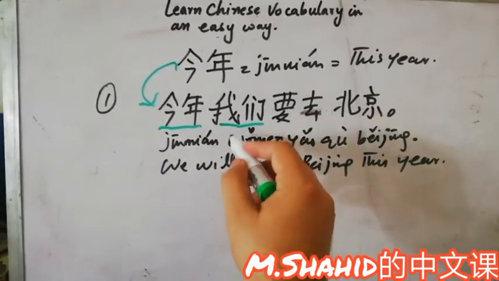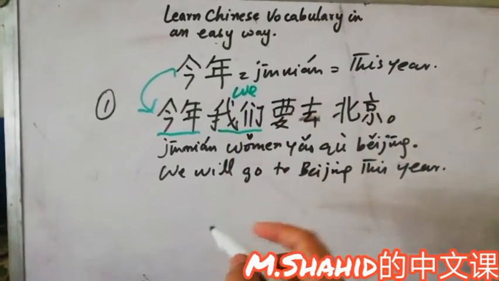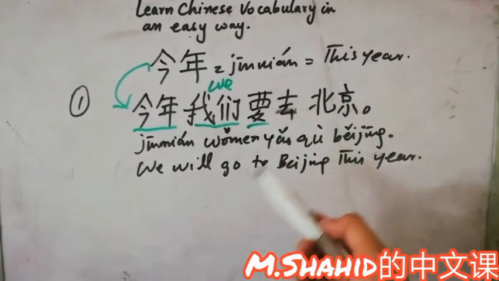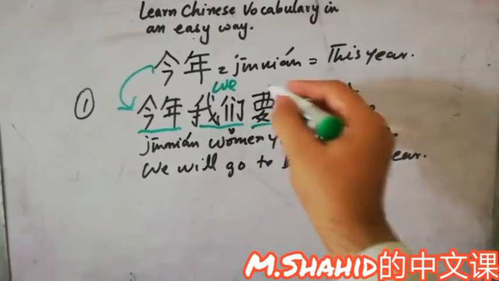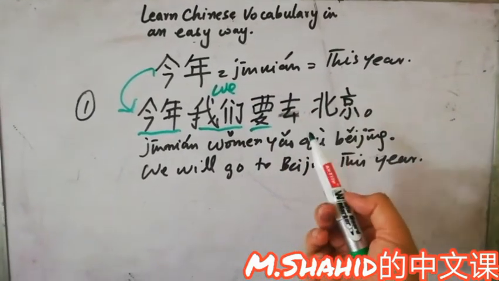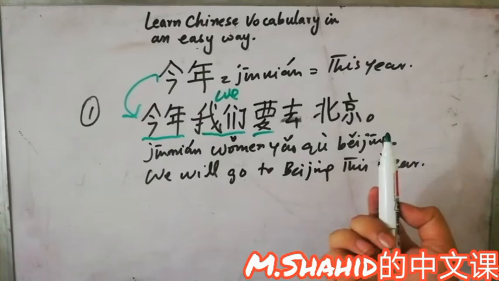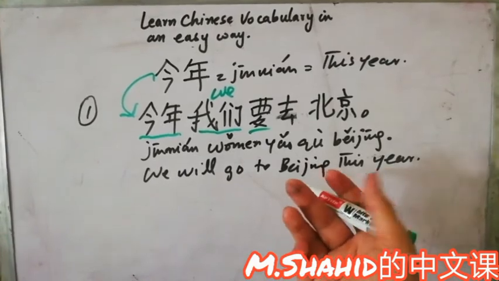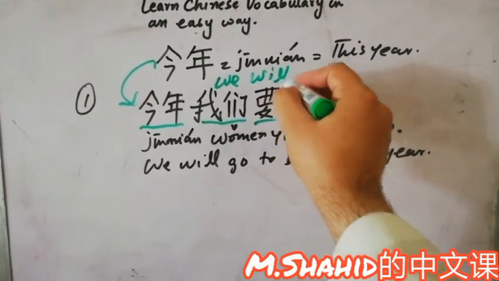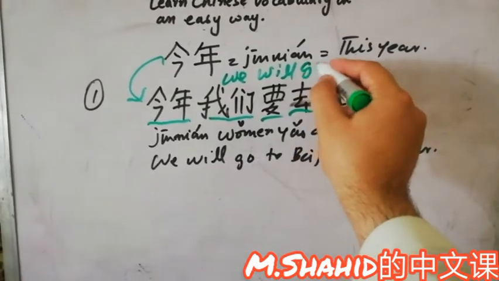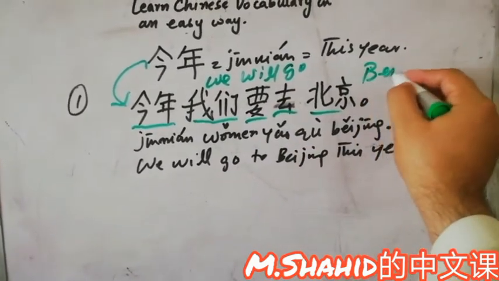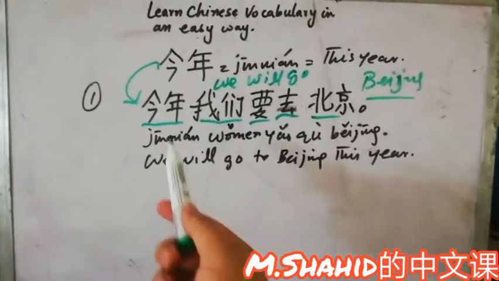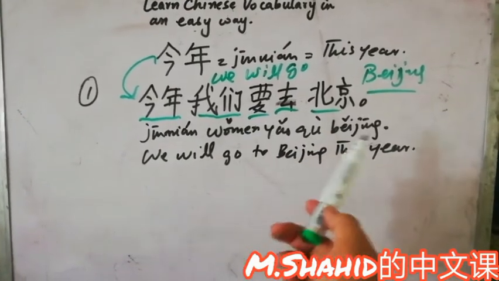我们 means we. 要 means willing. Sometimes this character is used for expressing your desires about the future. It means want, it means need. 需要 actually means need, but alone it can also mean need, and it can also be used for saying will. 去 means to go, and Beijing is a major city in China. So 今年我们要去北京.